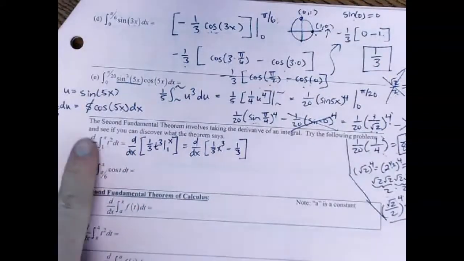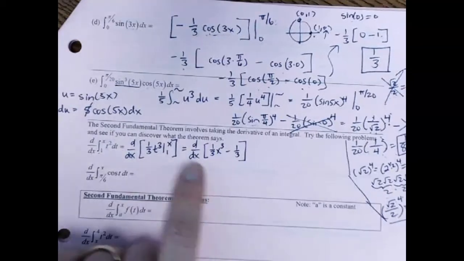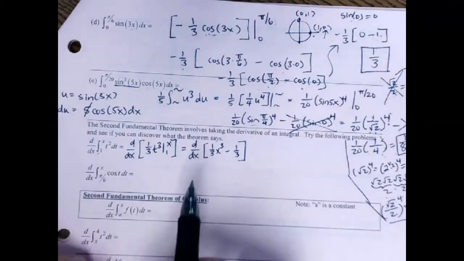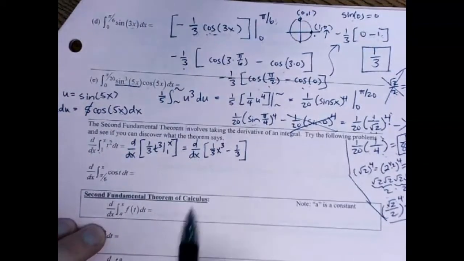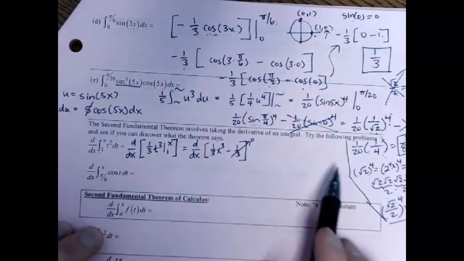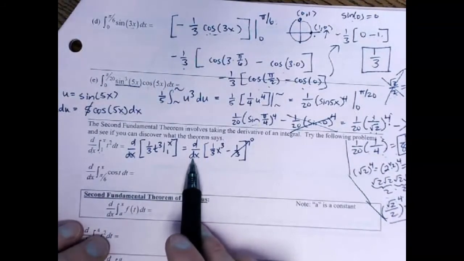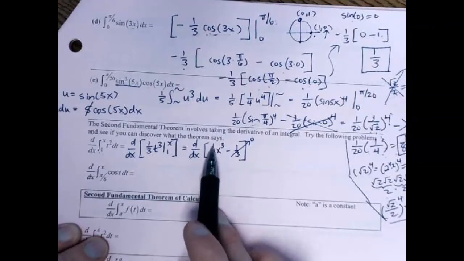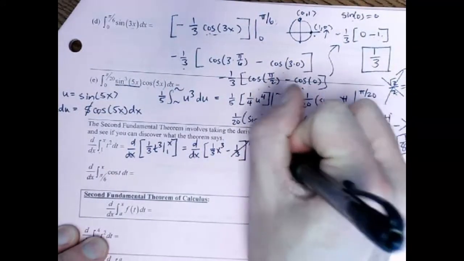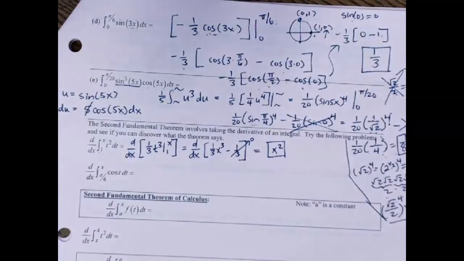So now I'm done with the integration, right? I fully integrated. I got 1/3 x cubed minus 1/3. Now what I want to do is take the derivative of all this stuff. I know the derivative of this constant, that's just going to be 0, so it goes away. Now I'm just going to do the derivative of 1/3 x cubed. That 3 would multiply to the front, and then I would get x squared. Okay, and let's do the next one.